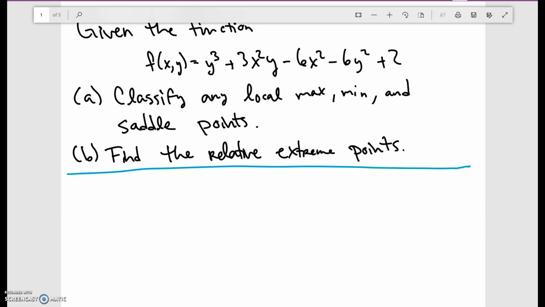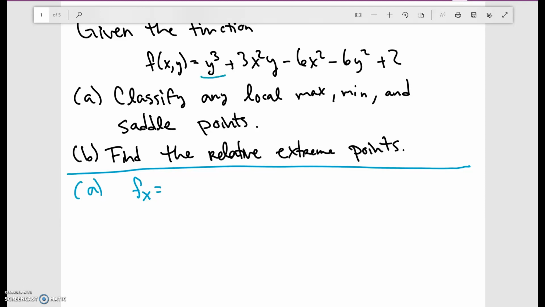So for part A, what we want to do is classify and find any local max, min, and saddle points. So the first thing that you want to do is take all of the derivatives. So let's first take the first derivative with respect to x. I'm going to take the derivative with respect to x of every single term.